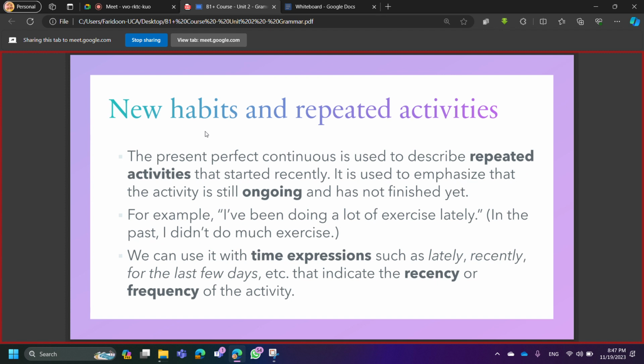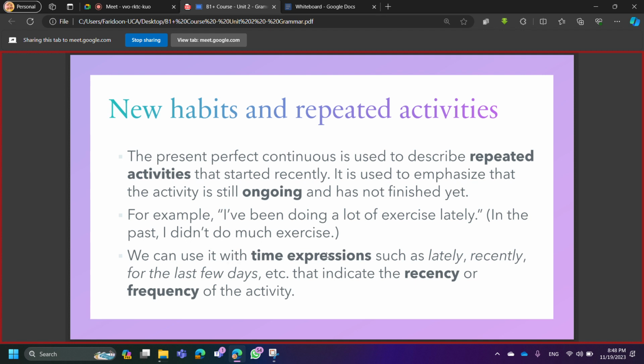If you're talking about new habits and repeated activities, again, we have a good tense for you. The present perfect continuous is used to describe repeated activities that started recently. It is used to emphasize that the activities are still ongoing and have not finished yet. For example, I've been doing a lot of exercise lately. In the past, I didn't do much exercise, so it's a new habit for me, okay?